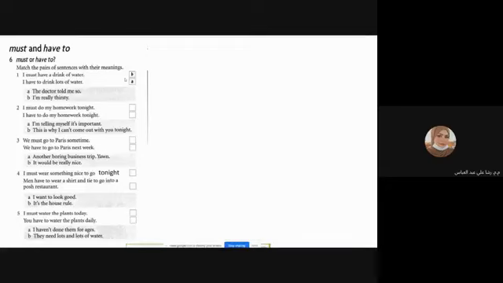5. I must water the plant today. I haven't done them for ages. يجب أن أسقي النباتات اليوم لأنني لم أفعل ذلك منذ فترة.